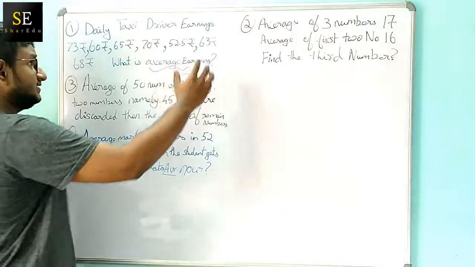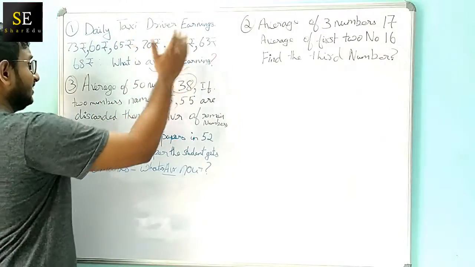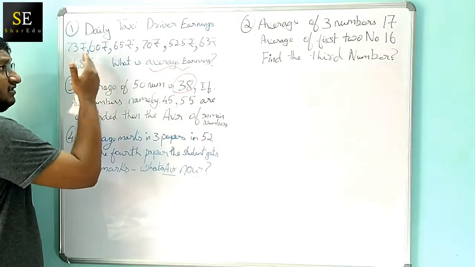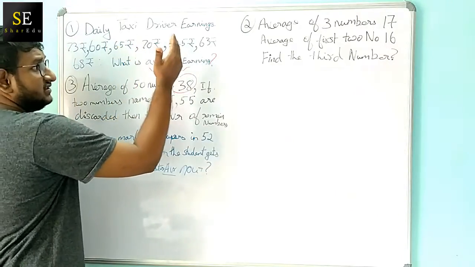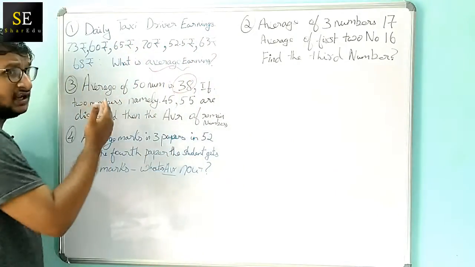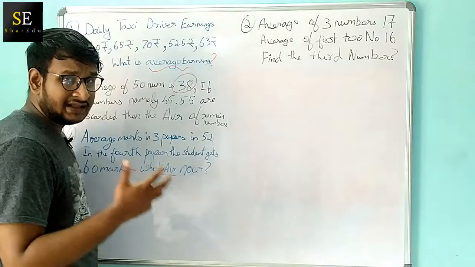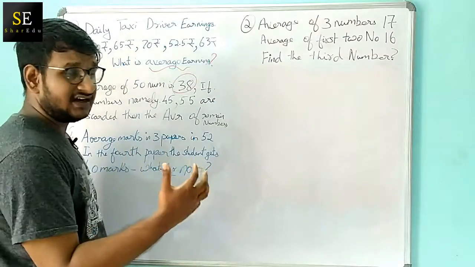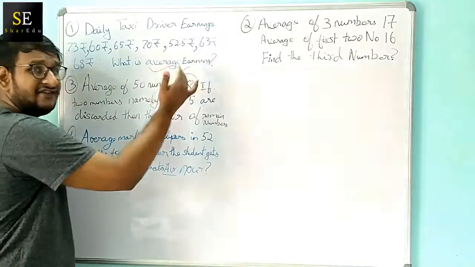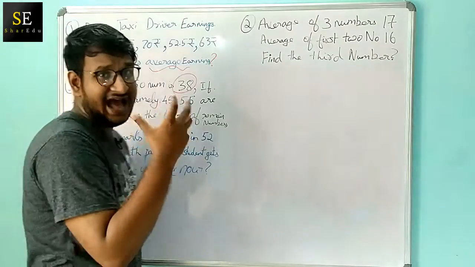The first question says that the daily taxi driver earnings are 73, 60, 65, then 70, 62.5, 63 and 68. They have given the earnings of a taxi driver for 7 days, and they are asking us to find the average earning.